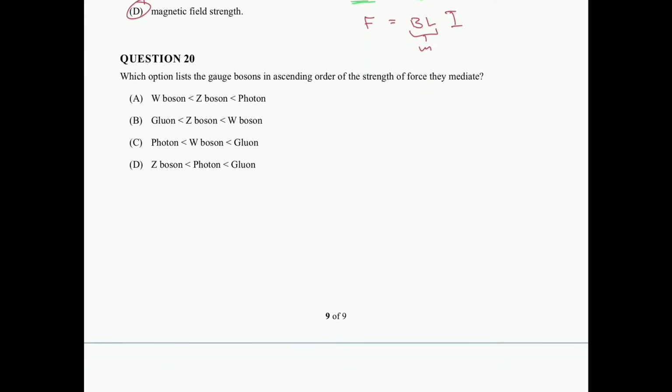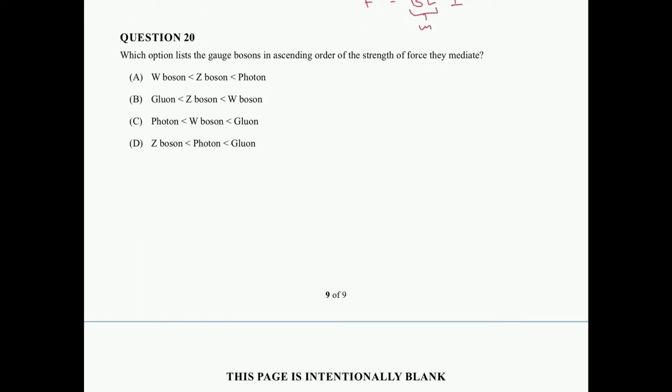All right, final question for the MCQs, and then we can go on to the short response. Which option lists the gauge bosons in ascending order of the strength of force they mediate? So let's think of the strength of forces first, weakest to strongest. My weakest force, I'm going to start at the weak nuclear force, goes to the electromagnetic force, and then the strong nuclear force.